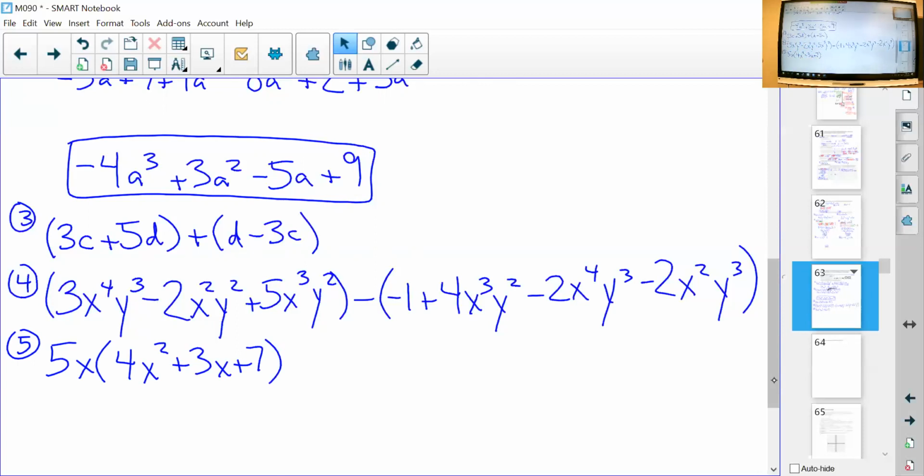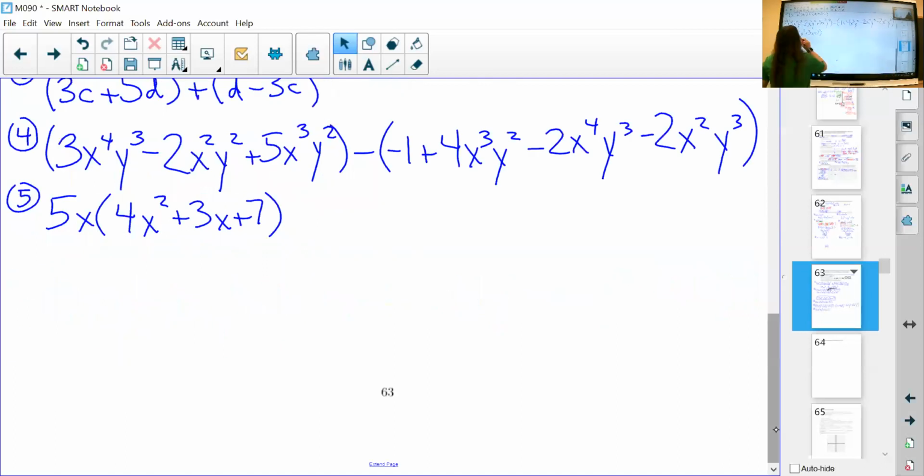5x times 4x squared plus 3x plus 7. You can distribute using those little arcs that we've done before. Here's my favorite way to do it though, because this applies to when we have more complicated stuff at the beginning. So this will work for both situations. Something simple at the beginning and something more complicated.